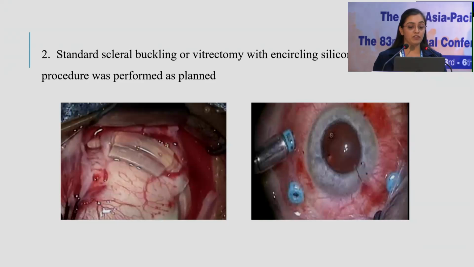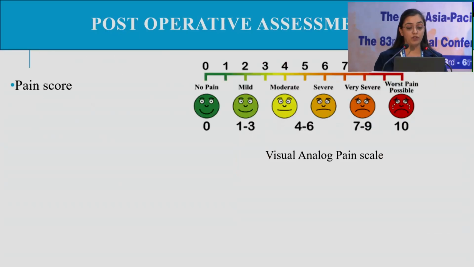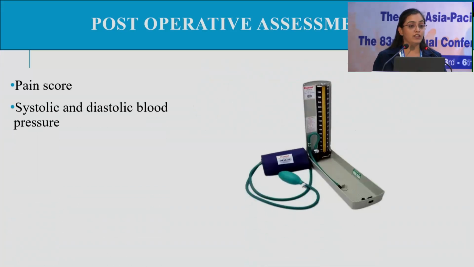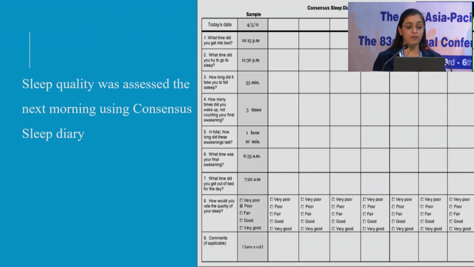All the patients included underwent scleral buckling surgery with or without pars plana vitrectomy. The study drug or placebo was injected in the subtenon space at the end of the surgery after closing the peritomy. The pain score was assessed using the visual analog pain scale. Systolic and diastolic blood pressure and peripheral capillary oxygen saturation were recorded at 1, 2 and 4 hours post-surgery. The sleep quality of the patient was assessed the next morning using the consensus sleep diary.